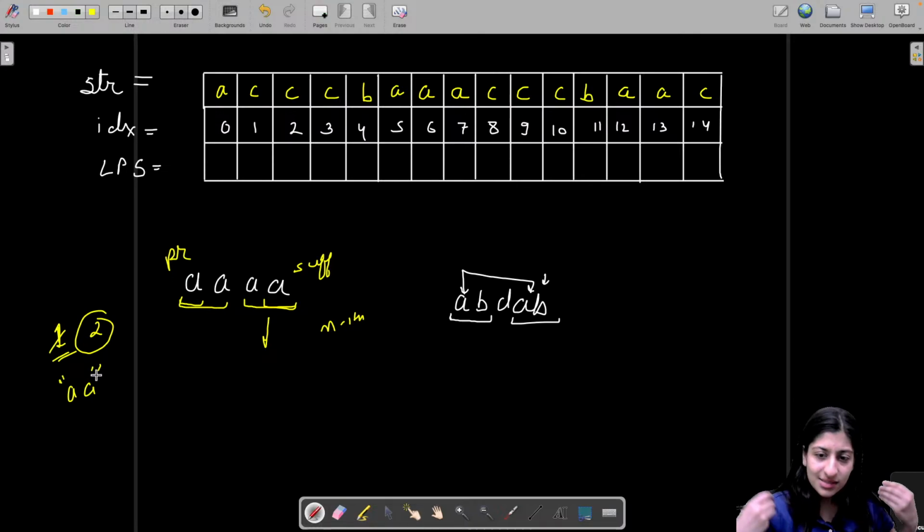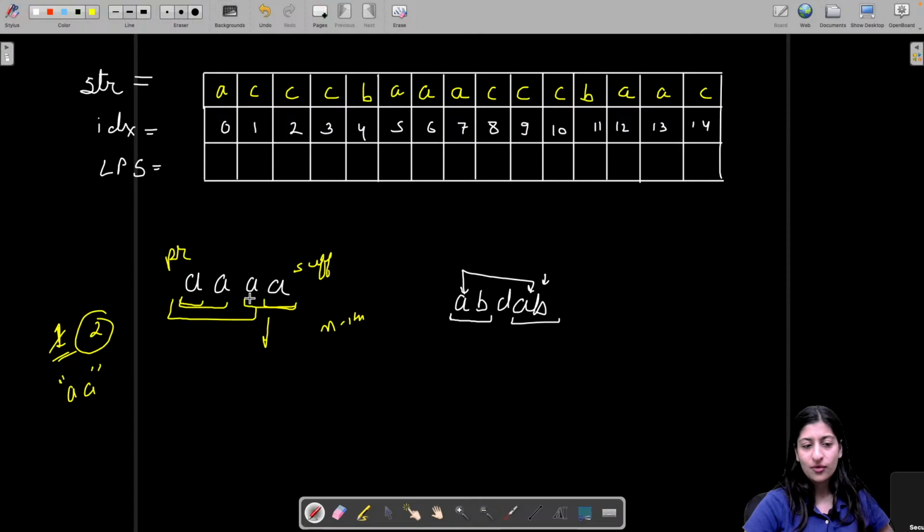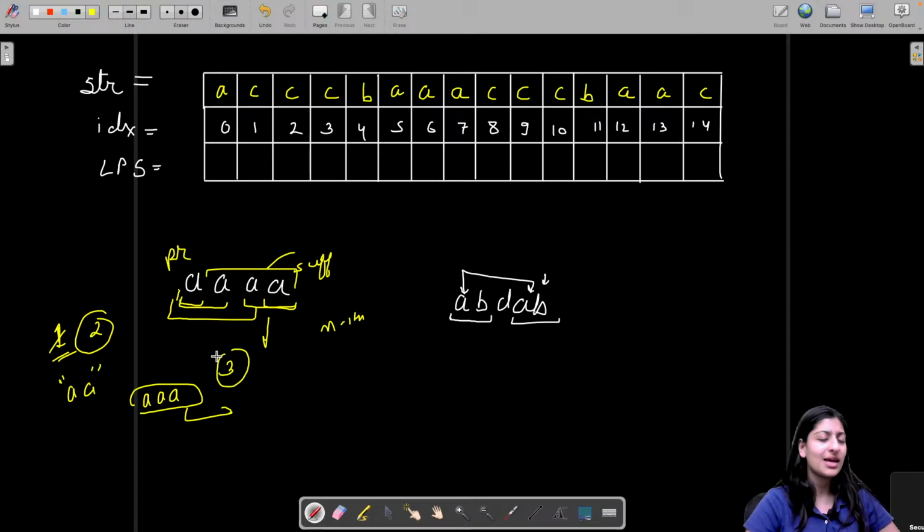Can I get a prefix which is also a suffix of more than this length? Let's take the first 3 characters of the string. If this is your prefix, in order for this substring to be your suffix, you need to have the last 3 characters of your string to be AAA. So if I take the last 3 characters, yes, I can find them the same as present in the prefix of this string. So I can say the length is 3 and I can return it.